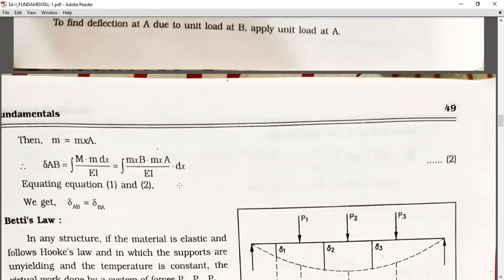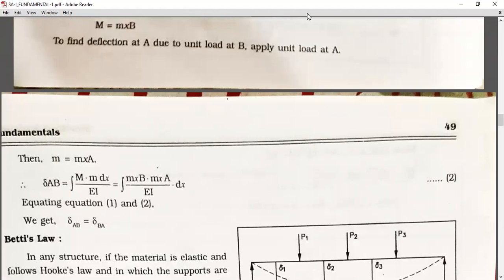Next is Betti's law. We can solve it in the next lecture.